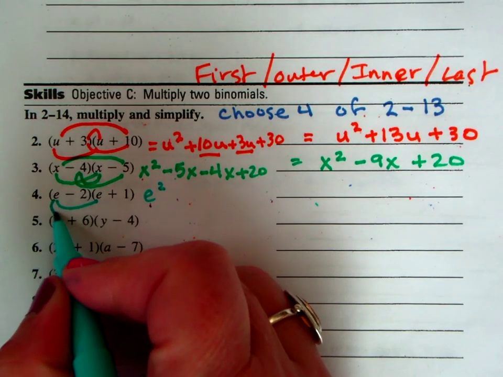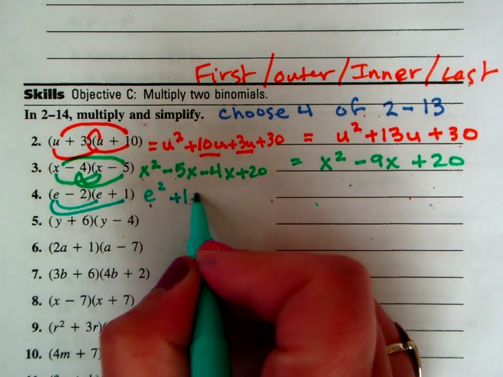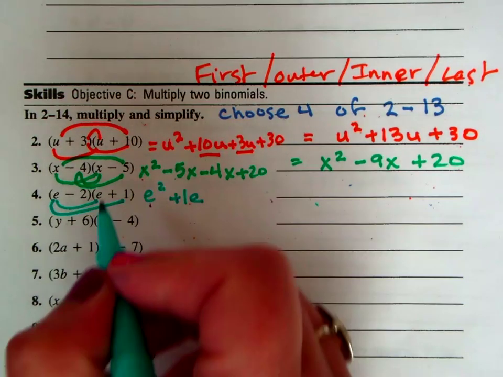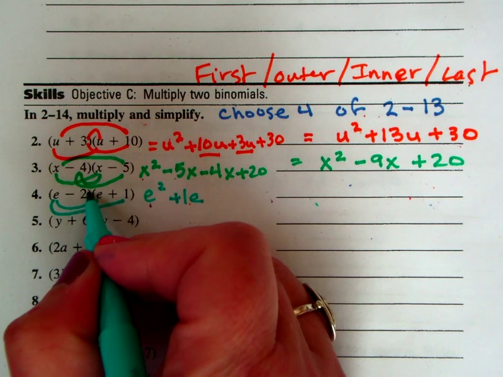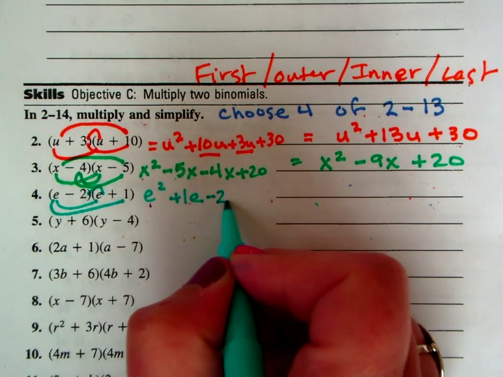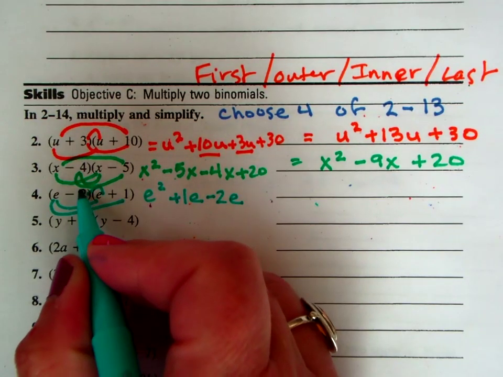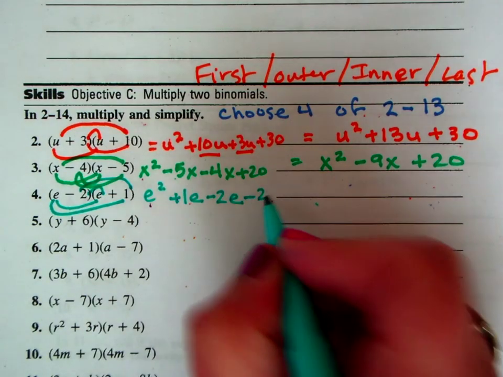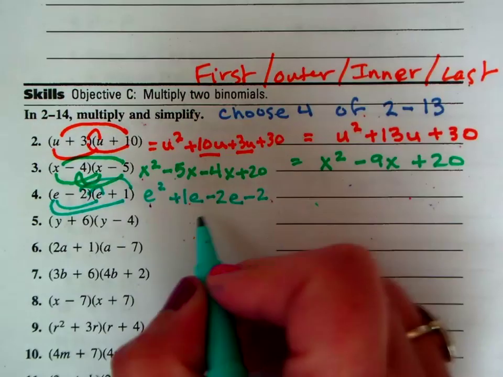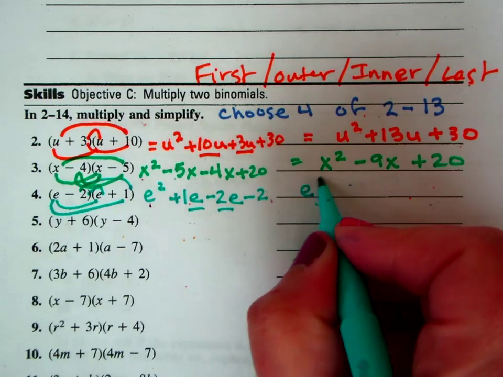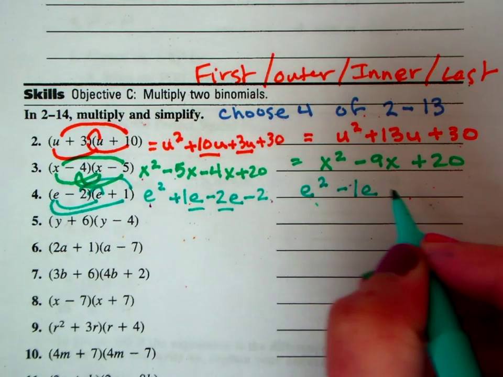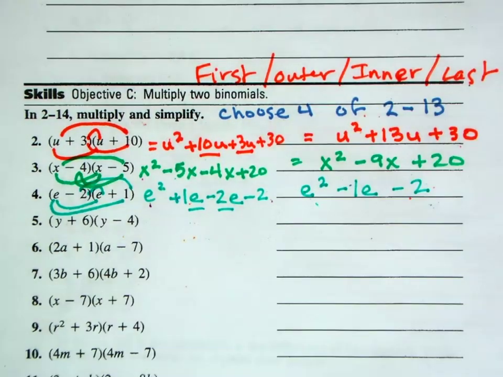Outer, e times 1 gives me plus 1e. And it really doesn't matter what order you do them in. You just have to remember to do all four. Negative 2 times e gives me minus 2e. And then that negative 2 times that positive 1 gives me minus 2. Okay, so when I combine the middle two terms, I get e squared minus 1e, or just minus e, minus 2.